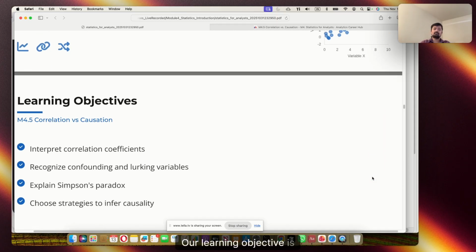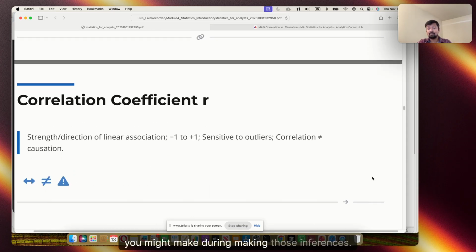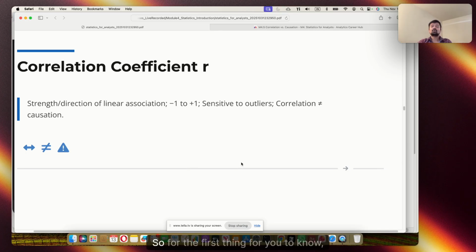Our learning objective is how to interpret the correlation coefficients. Then we'll recognize the confounding variables and other kinds of variables. Then we will discuss Simpson's paradox, and then we'll discuss selecting the right strategy to infer causality. When you are inferring correlations, it's important to adopt the right set of strategies to infer the causality that you might make during those inferences. So the first thing for you to know here is the correlation coefficient, the R value.